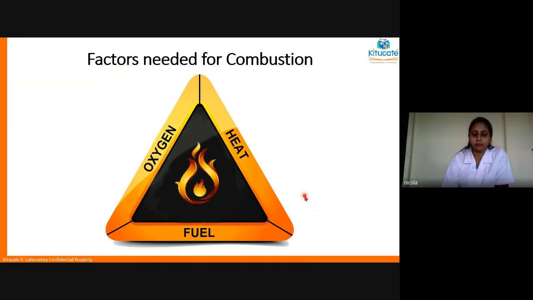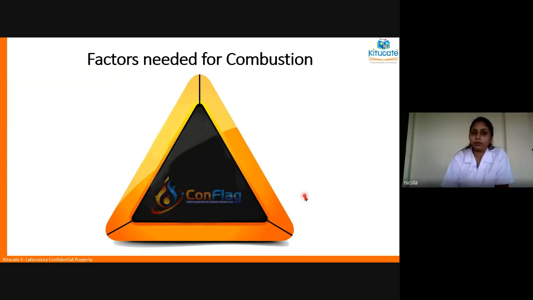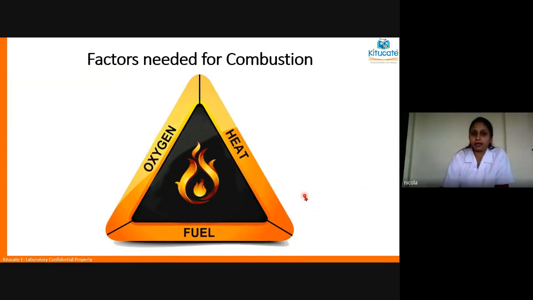No. If you think about petrol and diesel, and petrol and diesel are not there, what is going to burn? What is going to undergo combustion? There is nothing. So, fuel is very, very important for combustion. If fuel is not there, combustion cannot happen.